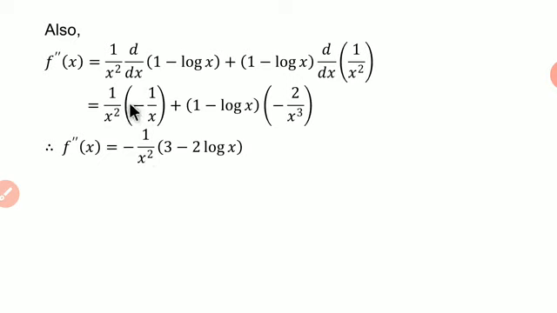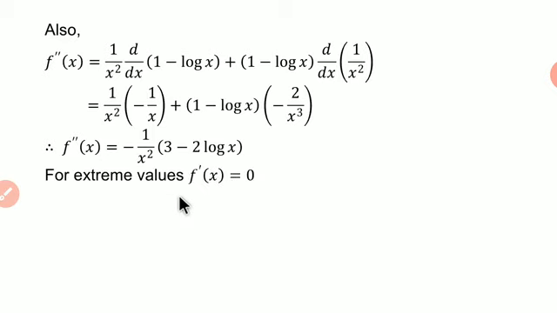So in the first term we remain with plus 1, and here we remain with 2 minus 2 times log x, means 1 plus 2 is 3. So we get inside the bracket 3 minus 2 log x. This is the value of the double derivative of the function.